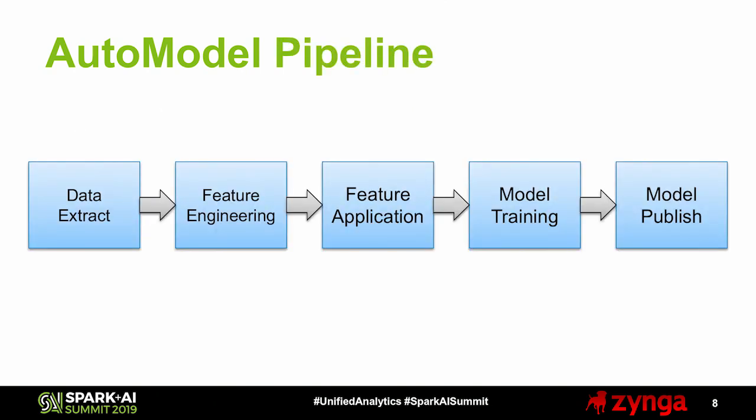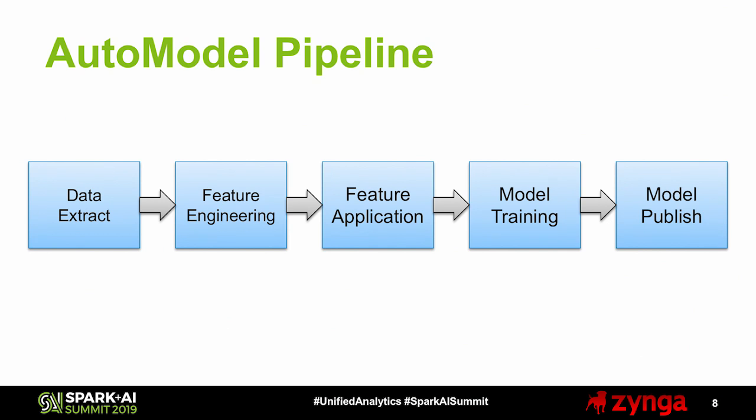So here's an overview of the components in our AutoModel system. And really, this will be the structure for the rest of my talk. I'll go through each of these components in more detail. The first phase is basically getting the data. We have a data lake that's set up where we actually start this process.